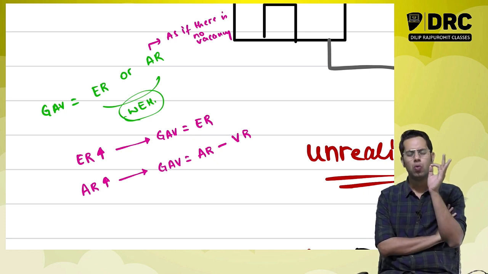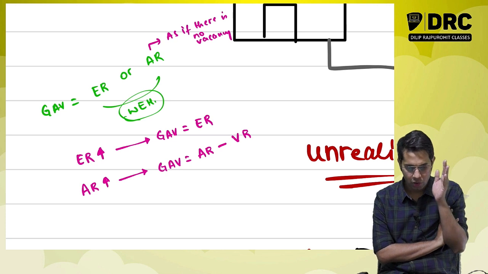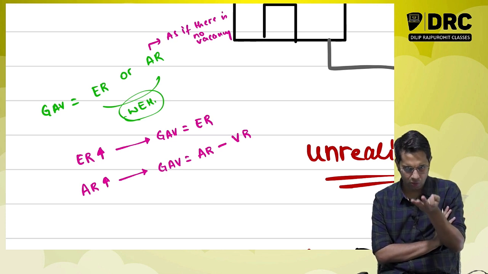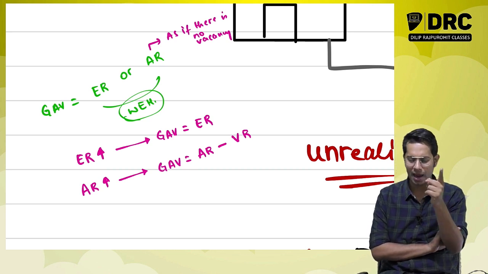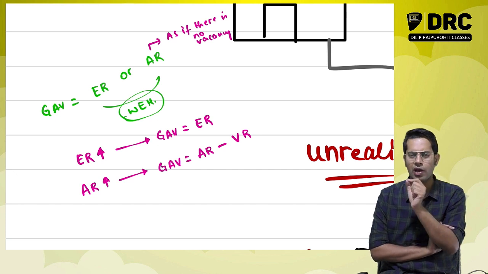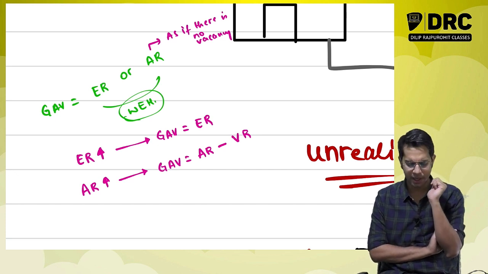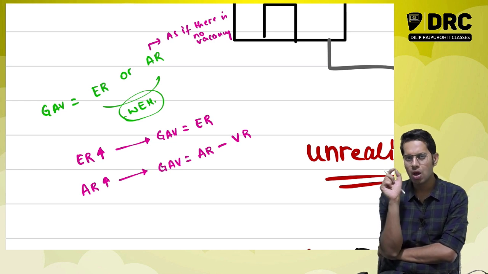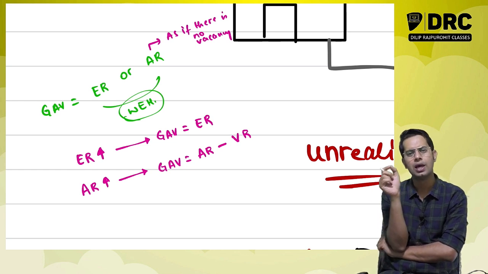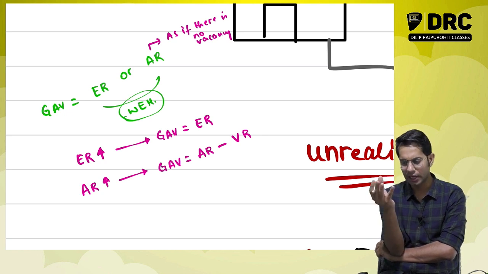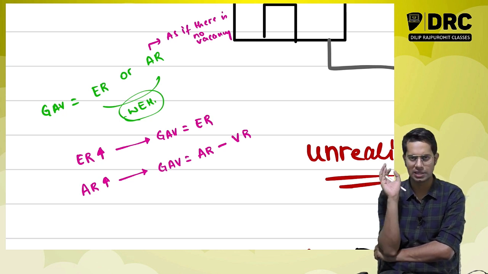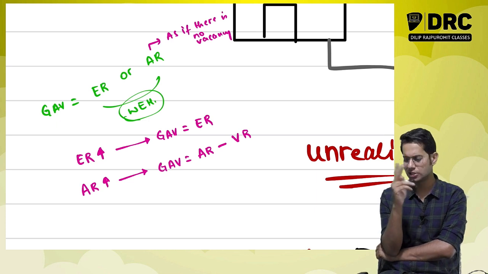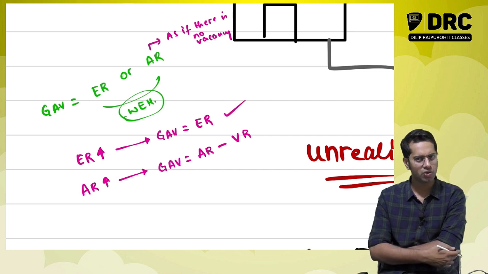I'll repeat. You are required to do the same thing you were doing all these days: compare expected rent with actual rent and check which is higher. If your expected rent is higher, then your gross annual value will be expected rent. And if your actual rent is higher, here actual rent means the rent you would have received if there was no vacancy. Compare both of them, see whichever is higher. If expected rent is higher, then expected rent shall be taken as gross annual value.